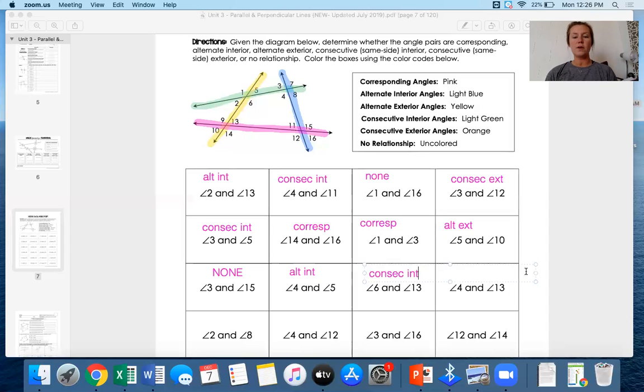How about 4 and 13? Are 4 and 13 on any of the same colors? Nope. So it's none. 2 and 8. Yep, consecutive exterior.